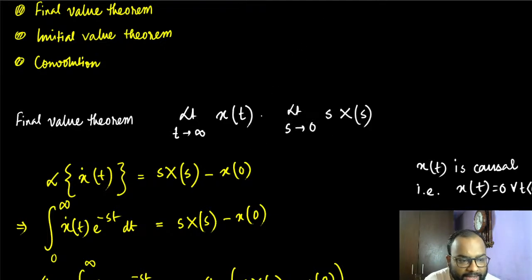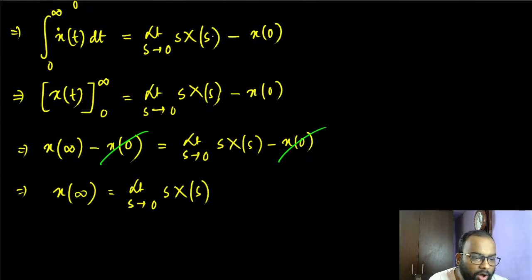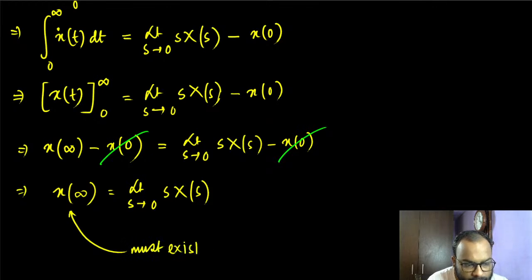And of course, it has certain conditions. Let me put the conditions right away. Of course, we are writing an infinity limit here. And right there are the conditions. This limit must exist. So it should not be infinity. It should not be undefined.